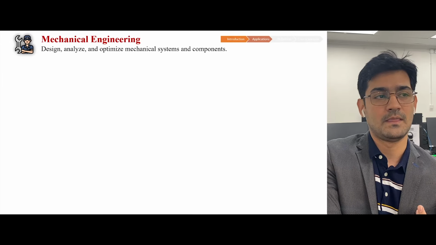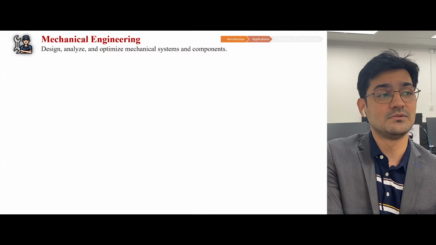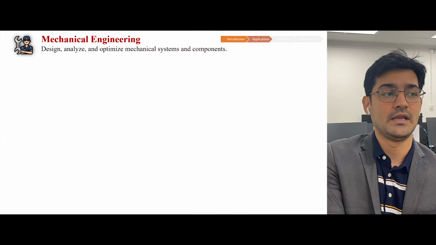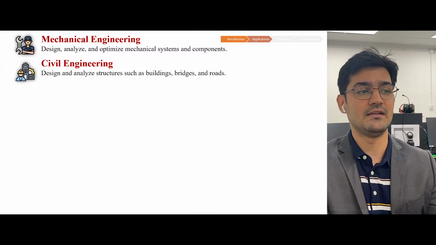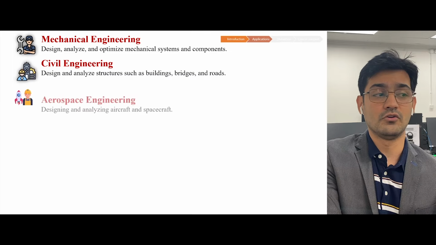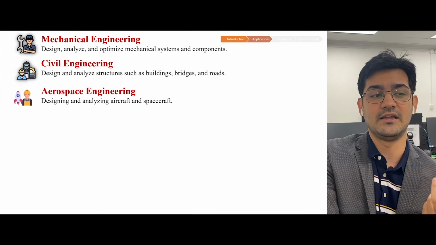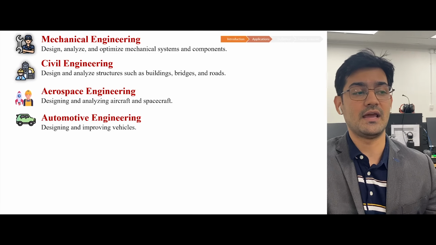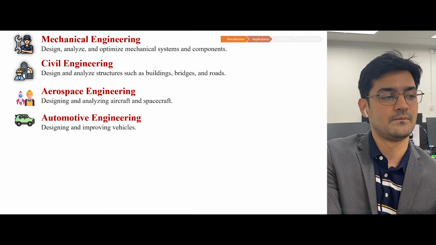For example, in mechanical engineering, we use engineering mechanics principles to design, analyze, and optimize mechanical systems and components. In civil engineering, we use principles of engineering mechanics to design and analyze structures such as buildings, bridges, and roads. We also use engineering mechanics in aerospace engineering for designing and analyzing aircraft and spacecraft. We use engineering mechanics in automotive engineering for designing and improving vehicles.